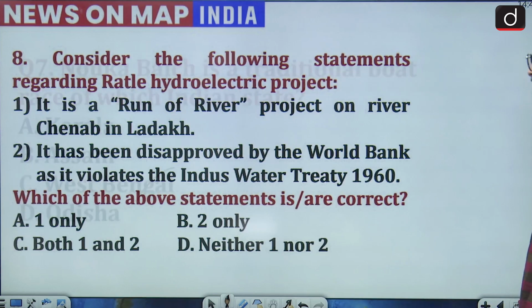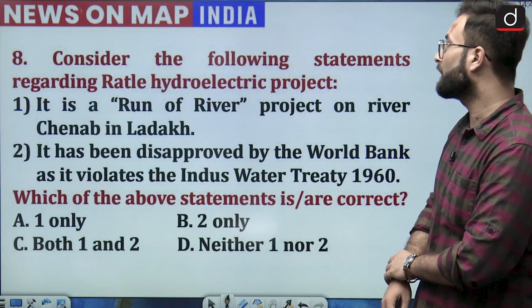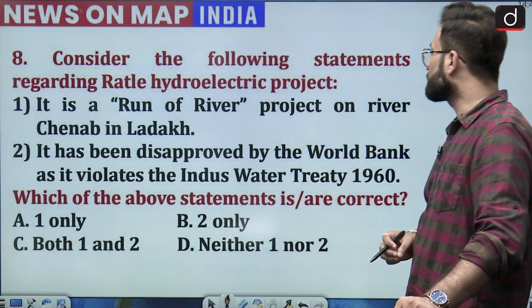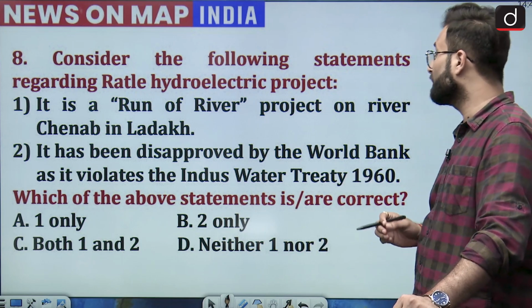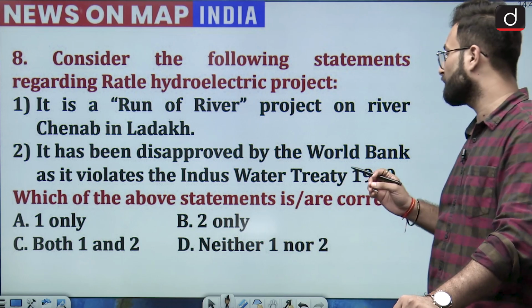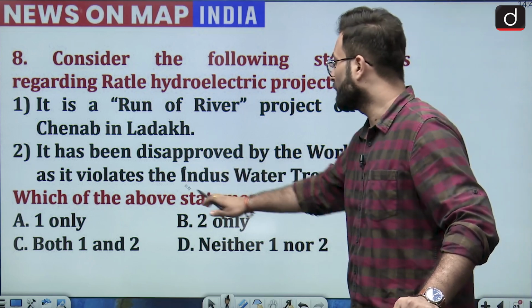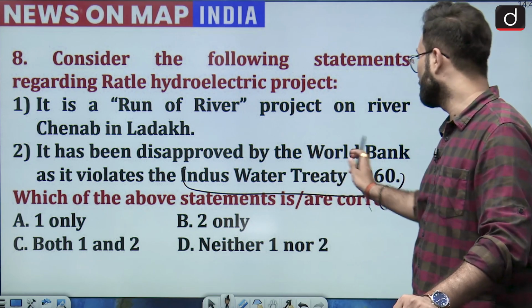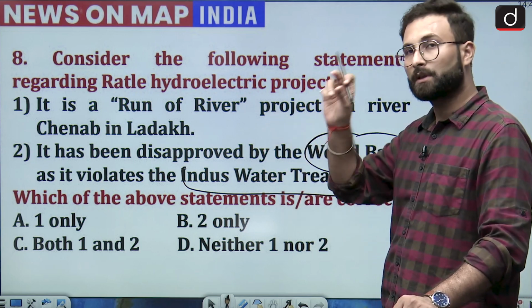Now last question, that is question number 8. Consider the following statements regarding Ratle Hydroelectric project. Statement 1 is it is a run of river project on the river Chenab in Ladakh. Second is it has been disapproved by the World Bank as it violates the Indus Water Treaty of 1960. We have talked about the Indus Water Treaty, and I told you that it was brokered by the World Bank, so obviously they did not disapprove it, they have approved it.